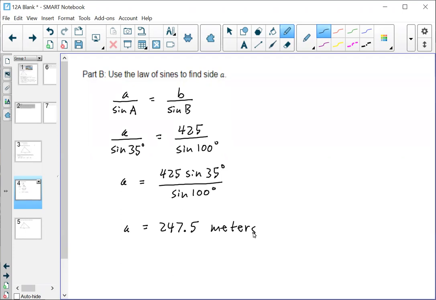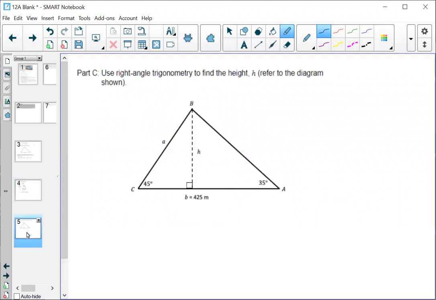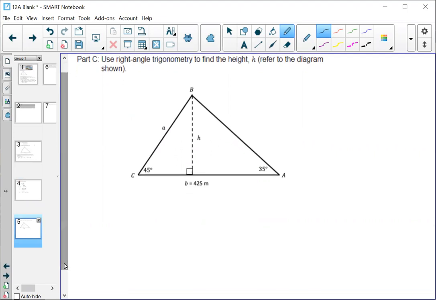All right, let's go to the next screen. Part C says use right triangle or right angle trigonometry to find the height H. Refer to the diagram shown. So here's our diagram again, and we want to find the height, that dotted line, H.